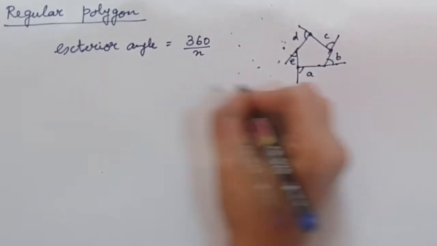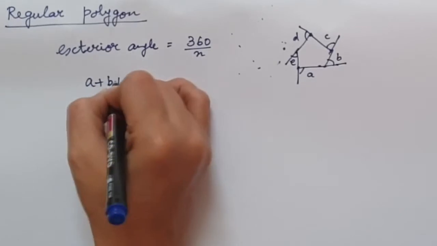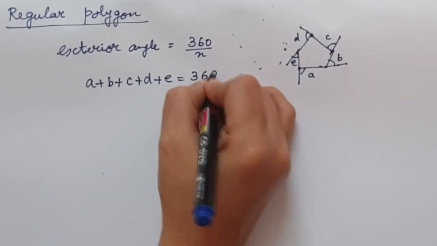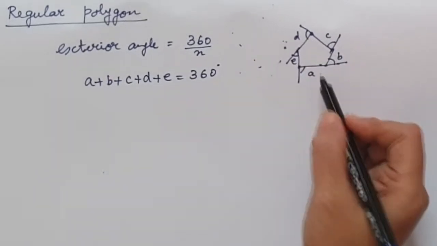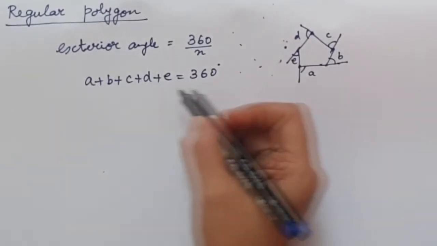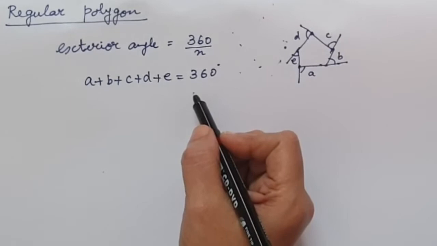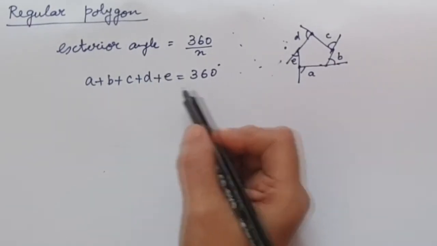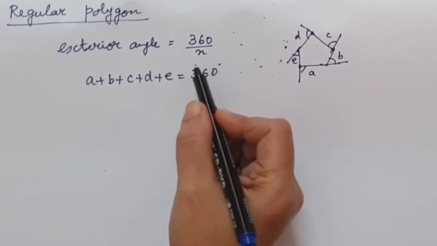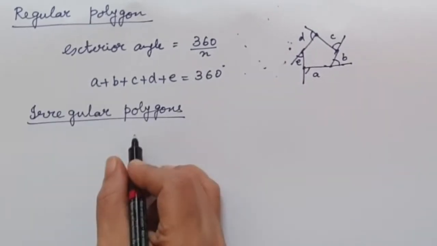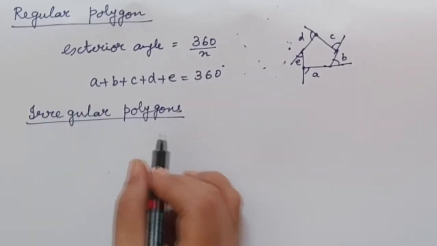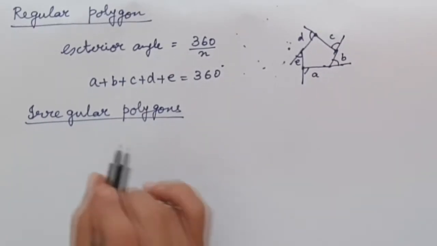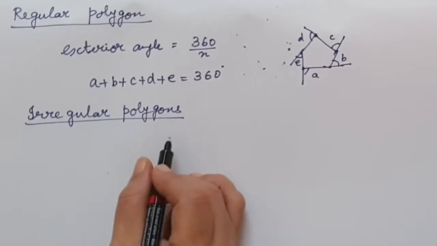Then if we add all these exterior angles, A plus B plus C plus D plus E, all these will be equal to 360 degrees. In any polygon, it's not only for a pentagon. Any polygon, when you add all the exterior angles, it will be equal to 360 degrees. So each exterior angle will be equal to 360 divided by n. A polygon is regular if all its sides and all the angles are the same. Any polygon, if it is not regular, is called an irregular polygon.